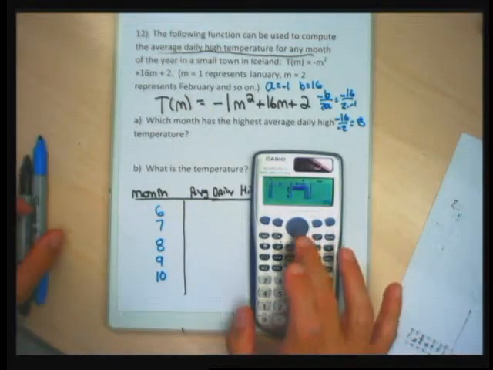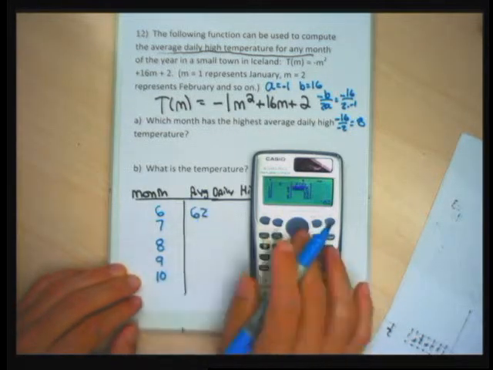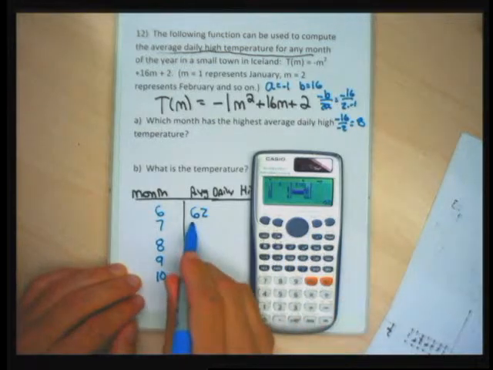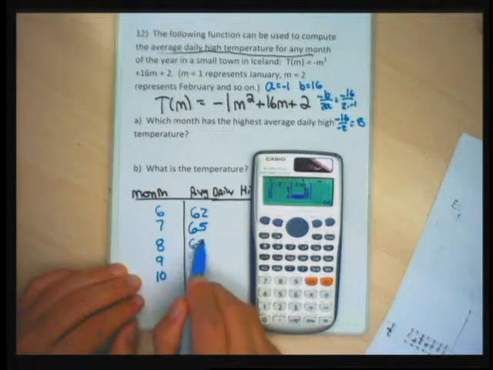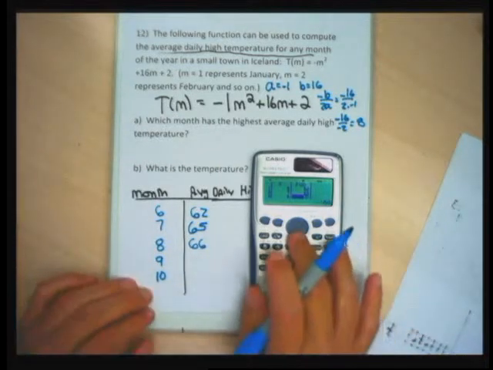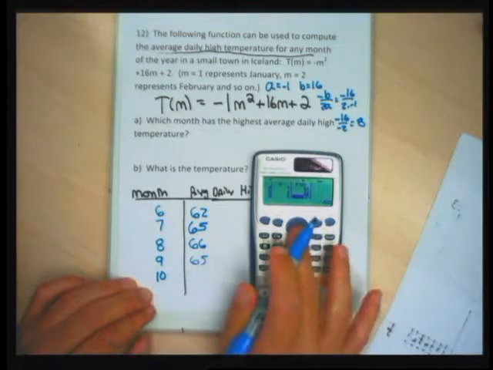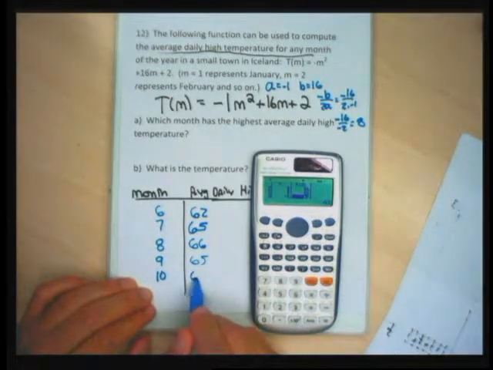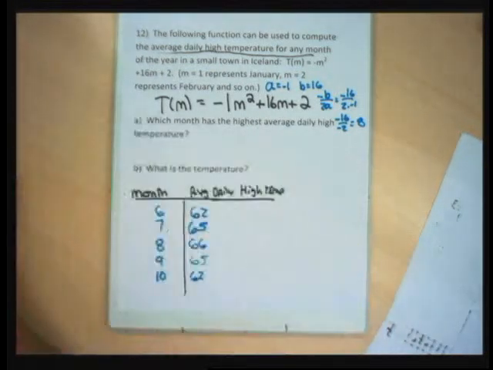It says in June, the average high temperature is 62 degrees. I'm assuming it's Fahrenheit. In July, the average high temperature is 65 degrees. In August, the average temperature is 66. It's cold in Iceland. In September, it's 65. And in October, the average high is 62. Again, I made this function up. It probably has nothing really to do with the temperatures in Iceland. I just made something that had a parabola equation that we can use.